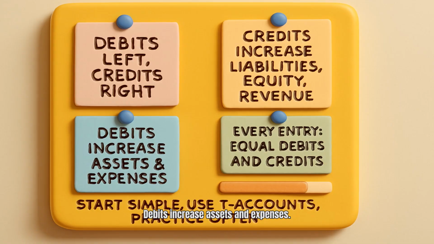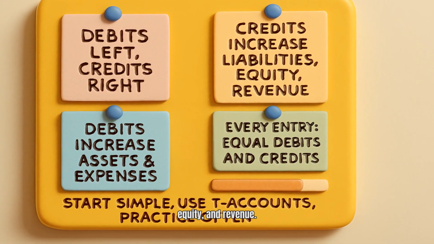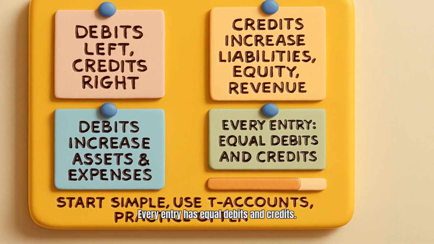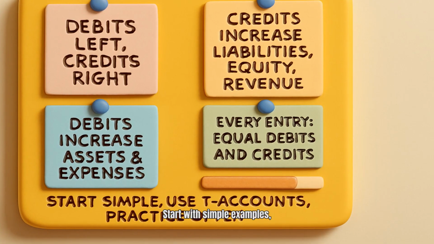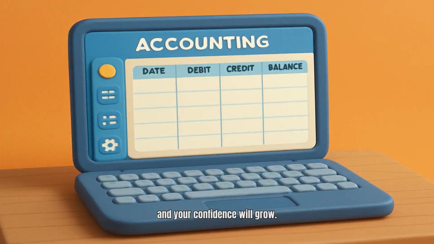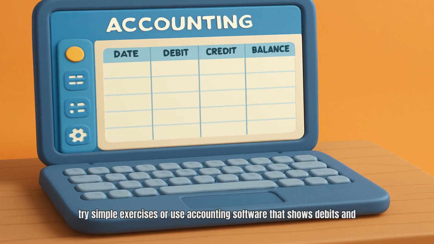In summary, debits left, credits right. Debits increase assets and expenses. Credits increase liabilities, equity, and revenue. Every entry has equal debits and credits. With practice, these rules become natural. Start with simple examples, use T accounts, and your confidence will grow. Good luck, and keep practicing.